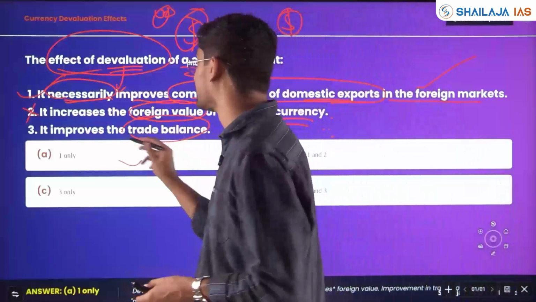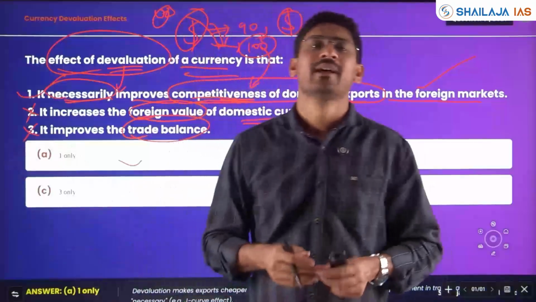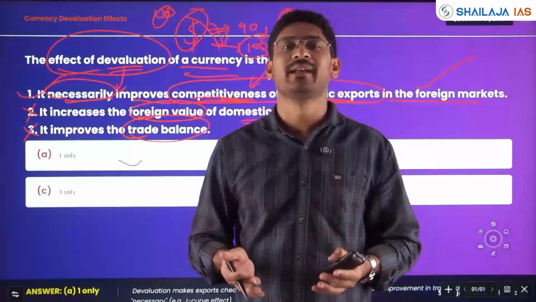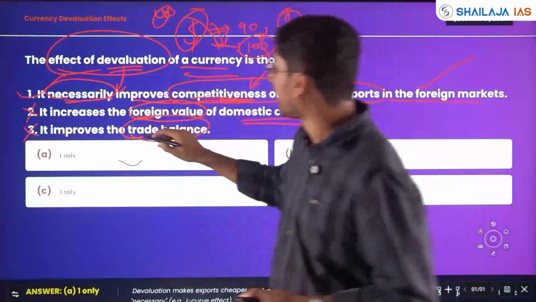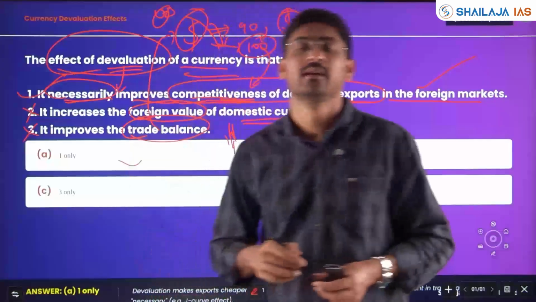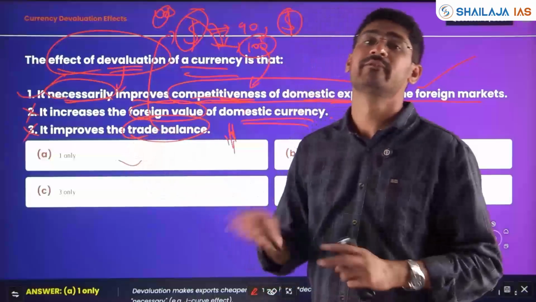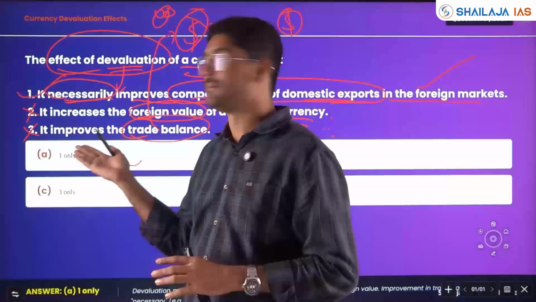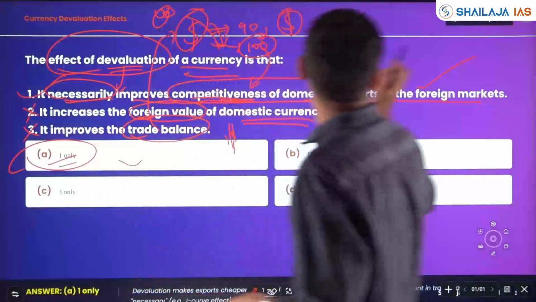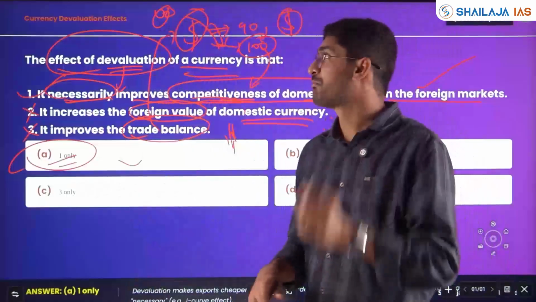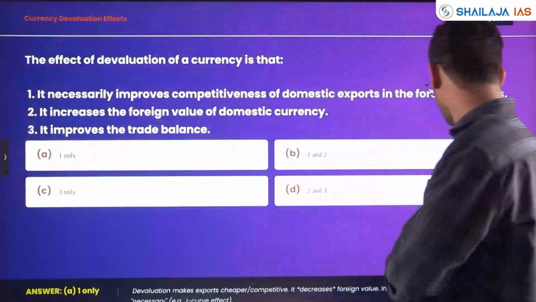It improves the trade balance. Not necessarily. There is something called the J curve, where some of the goods you have to buy anyway. For example, India is dependent more than 80-90% for its crude oil, and most of the trade of crude oil happens in dollars. Just because you depreciated the currency does not mean that the trade balance will swing in favor of India. It will not necessarily improve the trade balance. So statement 3 is wrong, 2 is wrong, only 1 is right. Asked in 2021. So you need to have proper conceptual clarity and you should be able to link the concepts. Clear, my friends?